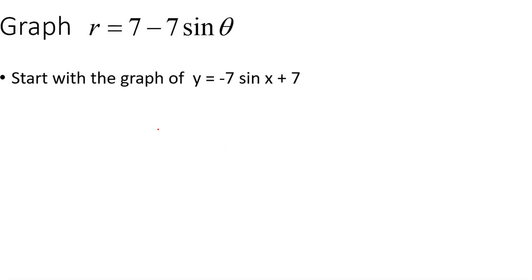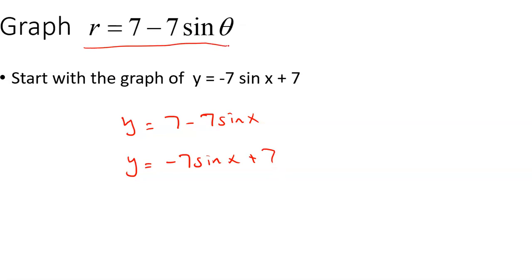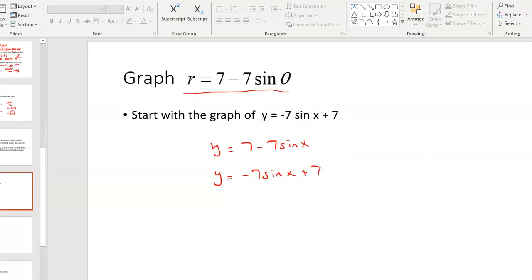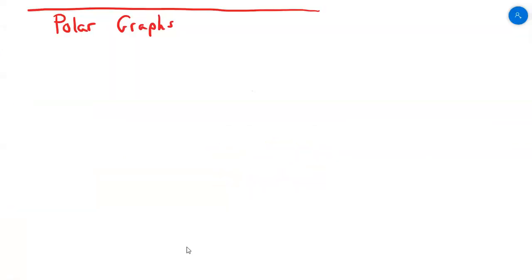So I'm going to look at the corresponding graph of negative 7 sine x plus 7, because what I did is I took the theta and I replaced it with an x. So it originally would have read y equals 7 minus 7 sine of x. But you're probably more used to seeing it in the form of negative 7 sine of x plus 7. So I just took the thing that was in polar form and turned it into something in rectangular form. So here, let's switch back to my whiteboard so that I can graph these things.